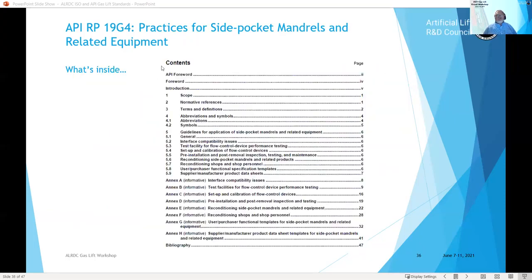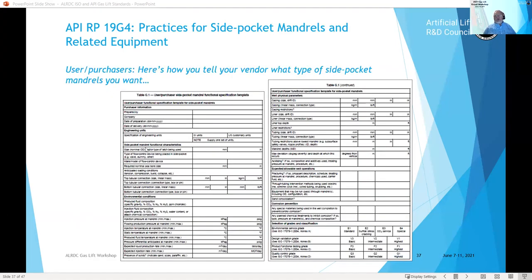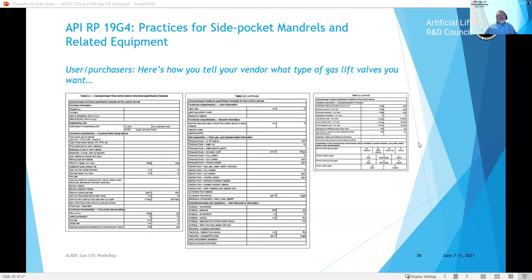So here's the table of content for the document. We're not going to go through it. We're not going to go through each of these forms, but we want to show you the forms that a user purchaser will use to tell the vendor the type of side pocket mandrel he wants. So this details the information that the user purchaser can complete that will guide the supplier manufacturer in developing or identifying a product that meets the user purchaser's requirements.